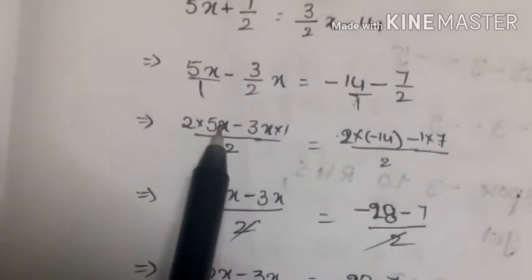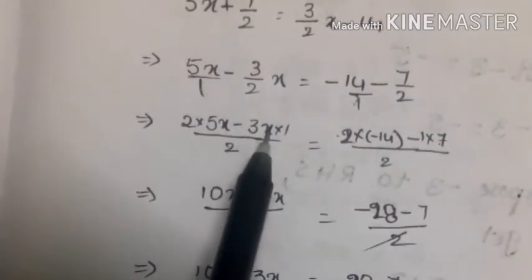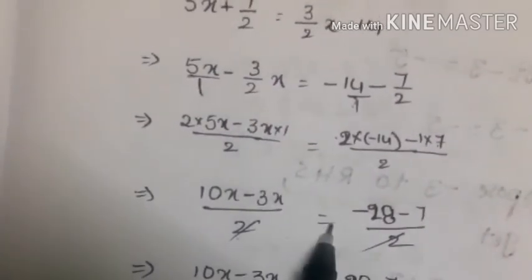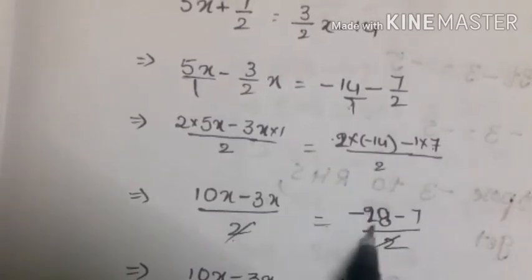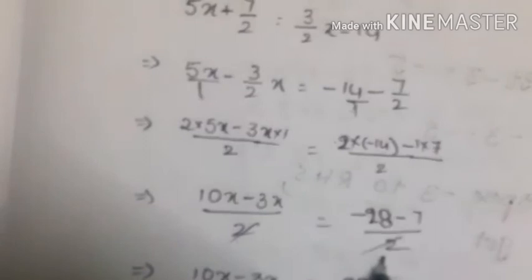Minus 14 minus 2, how many times 2? One time. Into what is the numerator? 7 into 7. Clear? Now 2 5s are 10, into x, 10x minus 3x once, 3x only, by 2 is equal to 2 14s. 2 14s are 28. Already have negative sign, so just keep it negative 28. Minus 1 7s are 7 divided by 2.